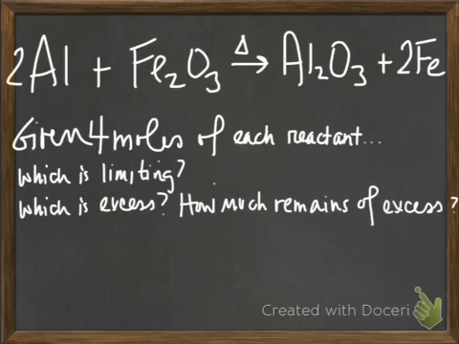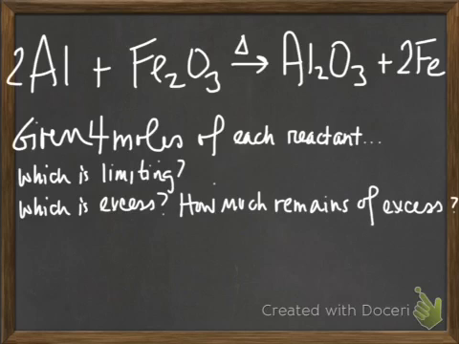Okay, so given 4 moles of each reactant, and this is always the way it's asked: which is your limiting? Which is your excess? How much remains? That's what you want to know. So we said it's going to be a factor label that compares the two. This is super simple. It's a single step factor label.